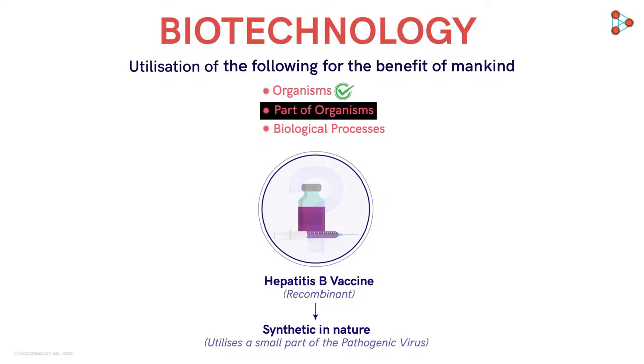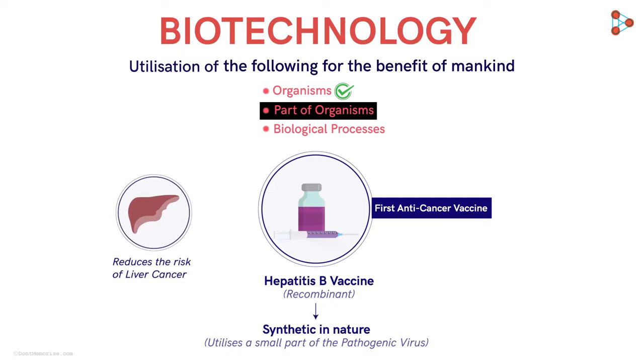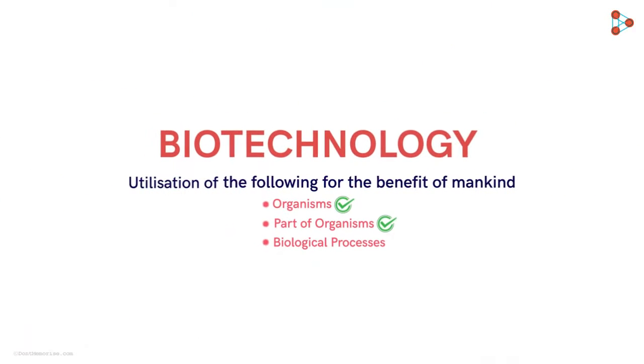It is equivalent. This is also known as the first anti-cancer vaccine. And why so? Because it's proven that the vaccine helps in reducing the chances of developing liver cancer. This is one example of how a part from any organism can be used for product development. Now that we've glanced at two examples of application of biotechnology, let's move ahead to the third one. The last part of the definition stated the use of a process.